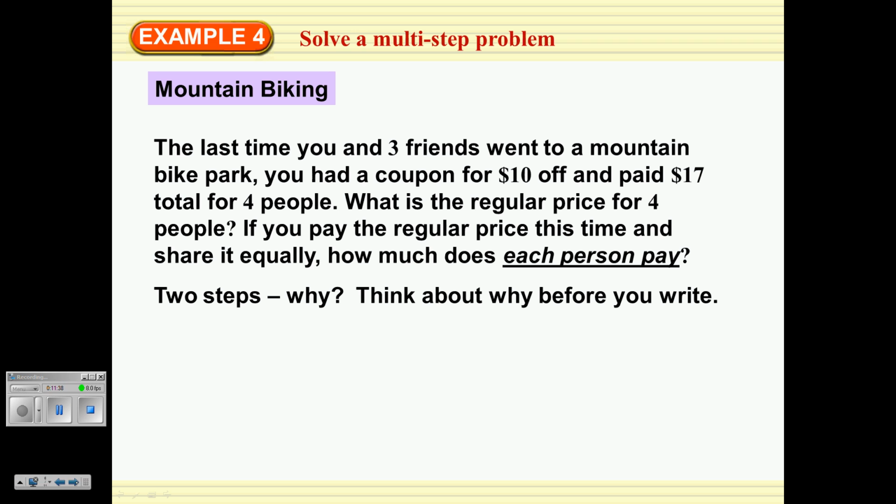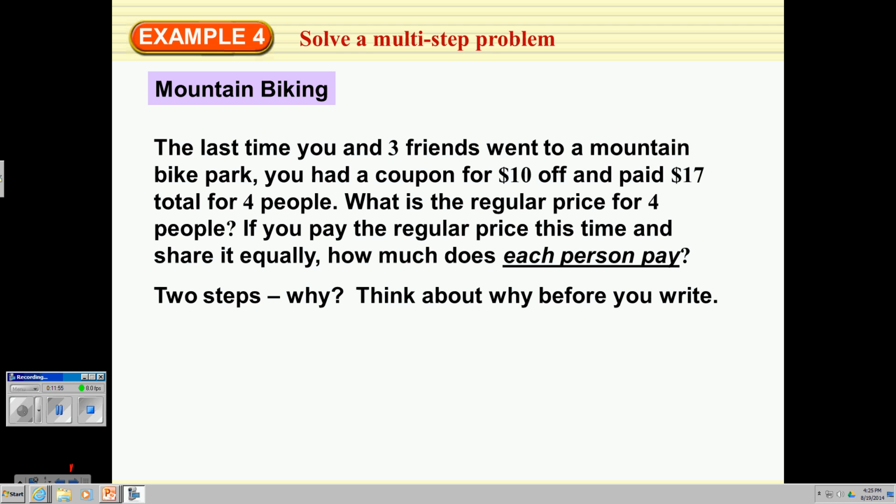All right, example 4, solving a multi-step problem. All right, let's think about this. The last time you and 3 friends went to a mountain bike park, you had a coupon for $10 off, and you paid $17 total for 4 people. What is the regular price for 4 people? If you pay the regular price this time and share it equally, how much does each person pay?